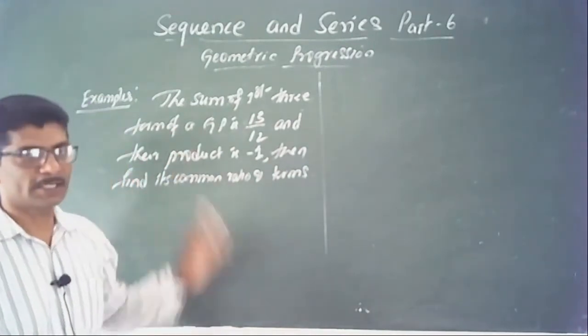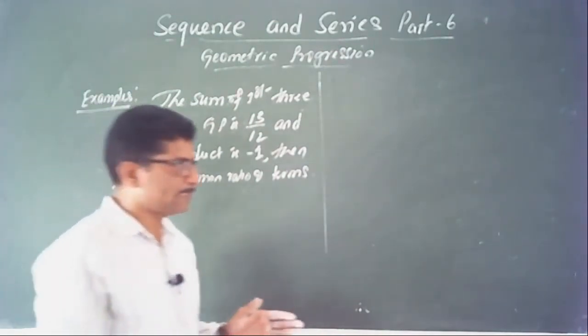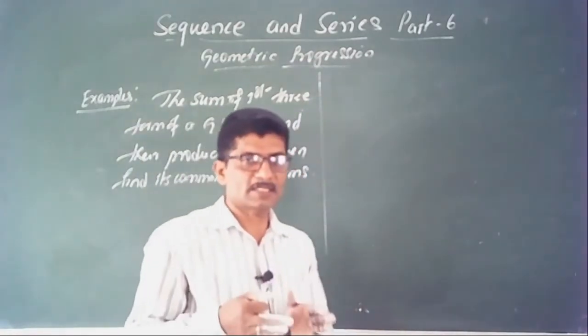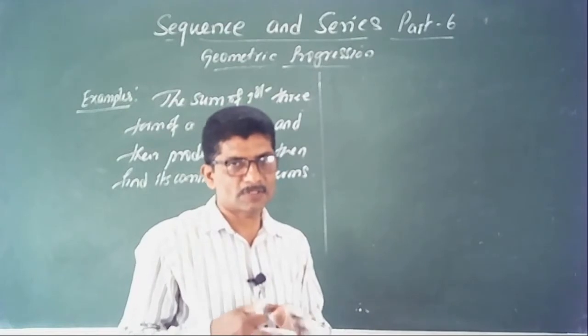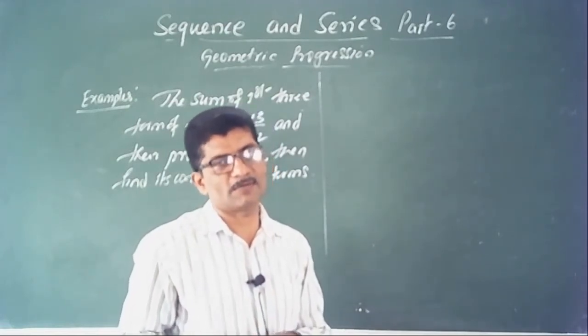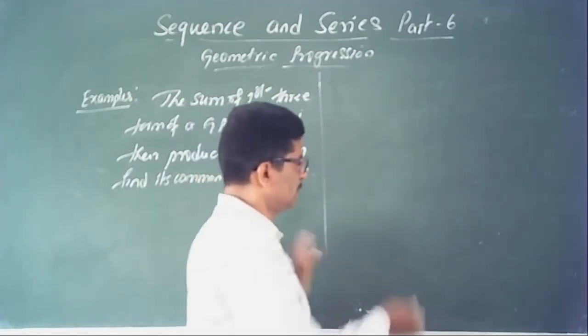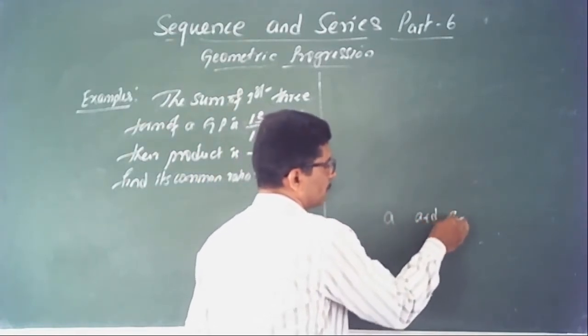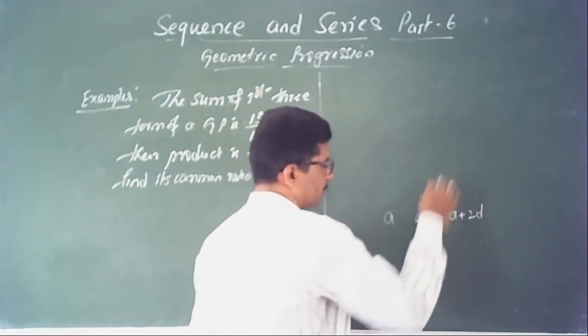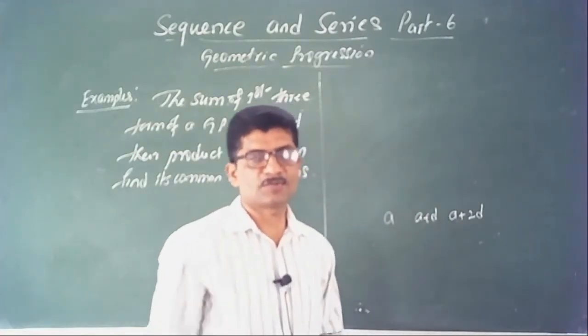The sum of the 3 terms is given. In arithmetic progression also, the sum of 3 consecutive terms is generally asked. When the sum and the product of 3 consecutive terms are given, you can take the arithmetic progression as a, a plus d, a plus 2d. These are the first 3 consecutive terms.